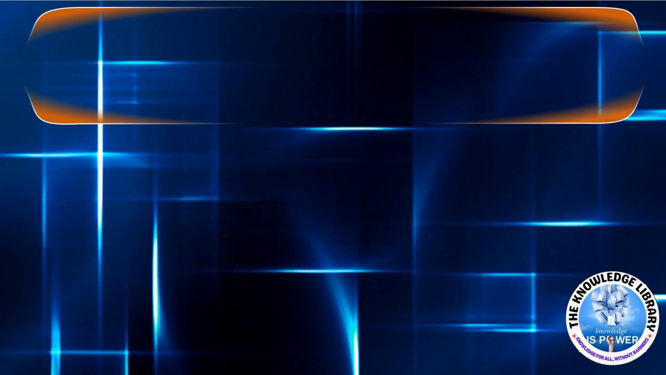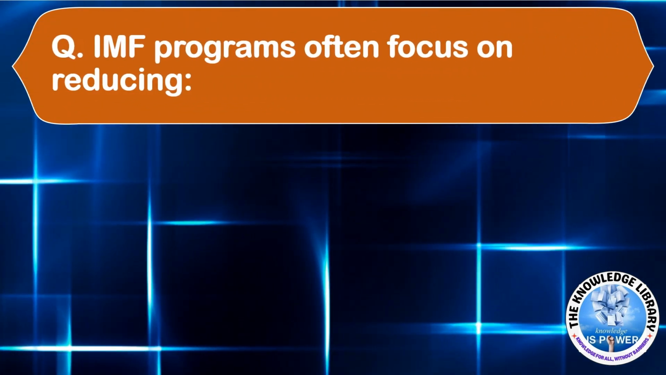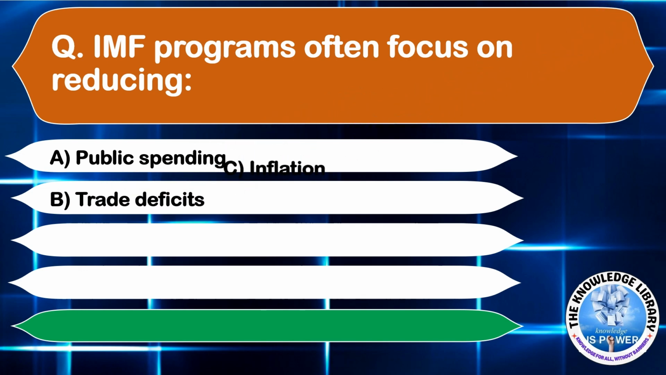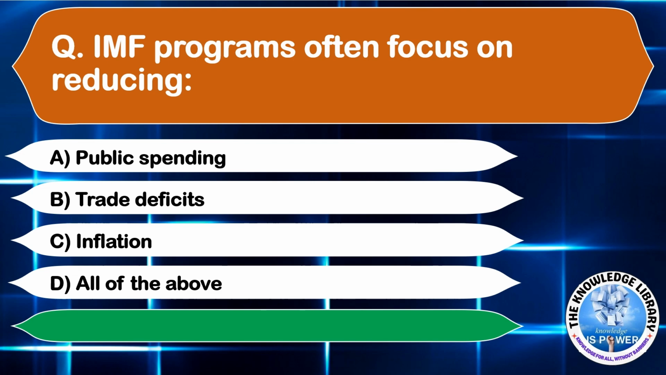Next question is, IMF programs often focus on reducing option A, public spending, option B, trade deficits, option C, inflation, option D, all of the above. Answer is option B, all of the above.